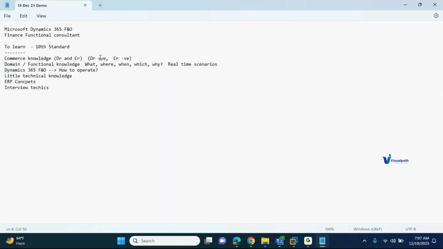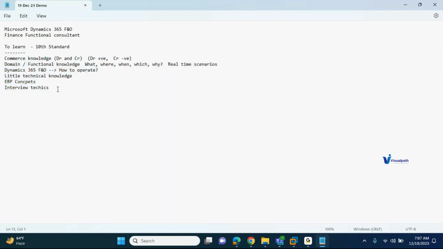I'll give you a clear picture of what debit and credit are in the coming sessions. You are going to learn debits and credits very clearly. You need to be very clear about the difference between debit and credit. Many people get confused about these words. I will explain debit and credit. All these things I will teach you in the training.